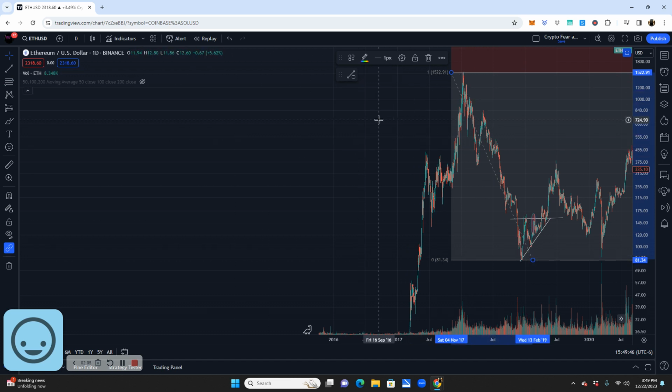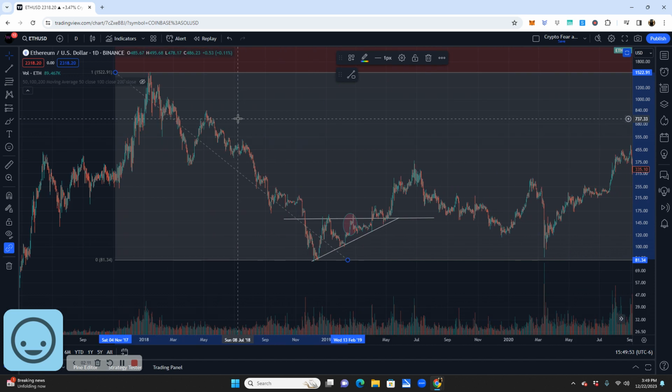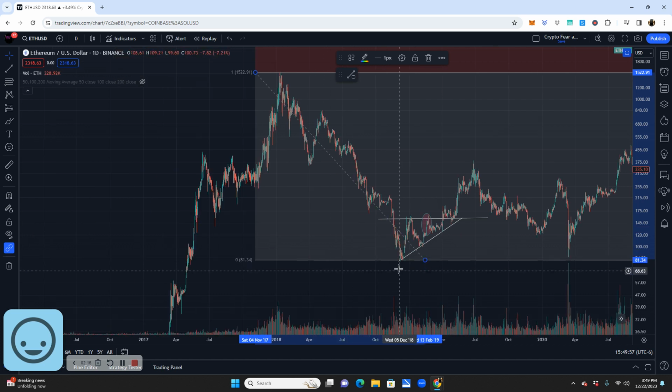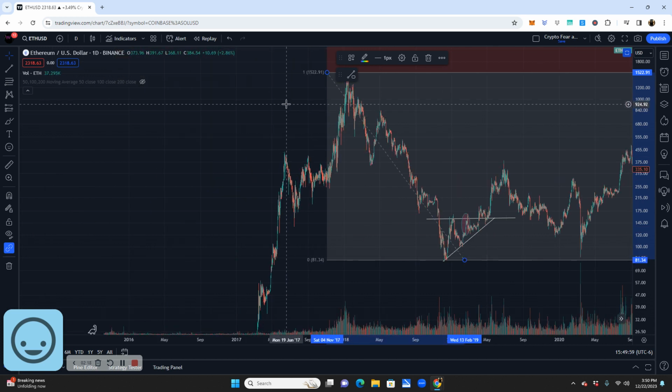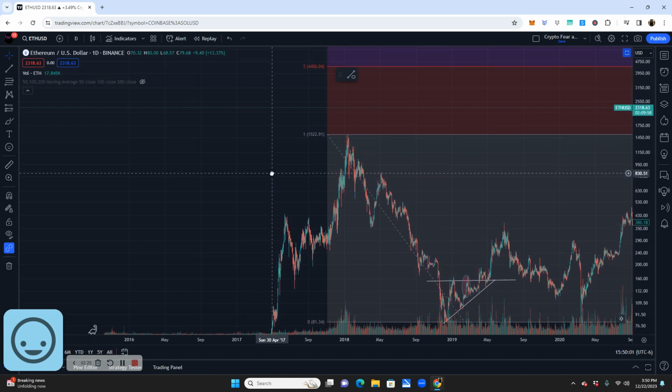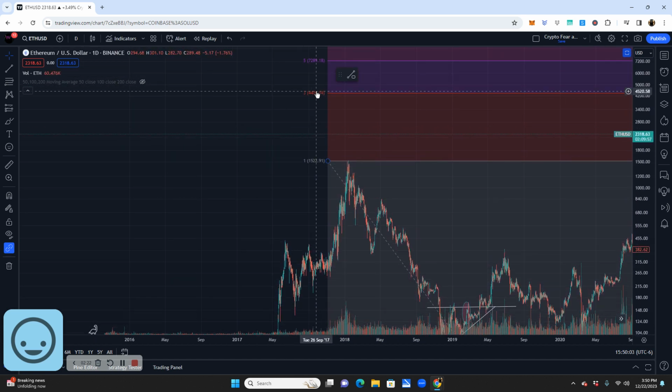Sometimes you need to keep wicks in it. Sometimes you want to take the wicks out and only use the candles. Like for example, right here, we're using wicks too, for the most part. Okay, now all you see right here is this third level.